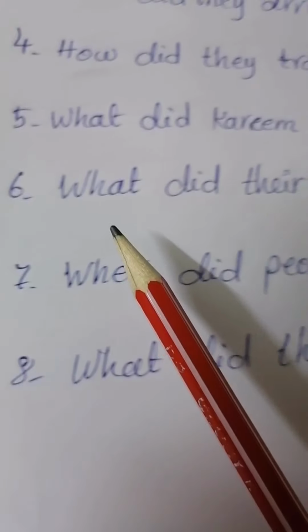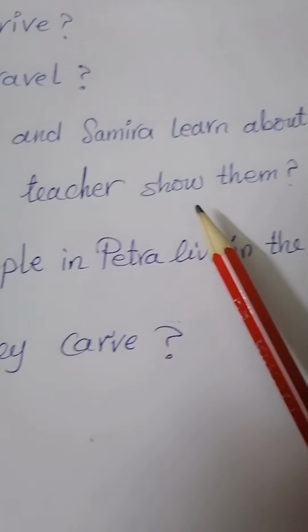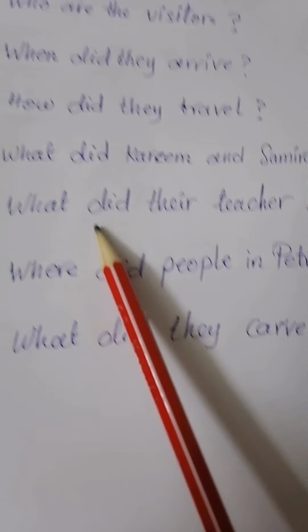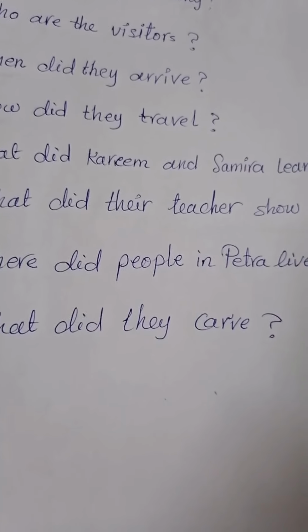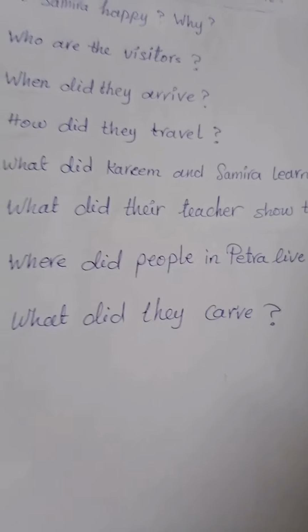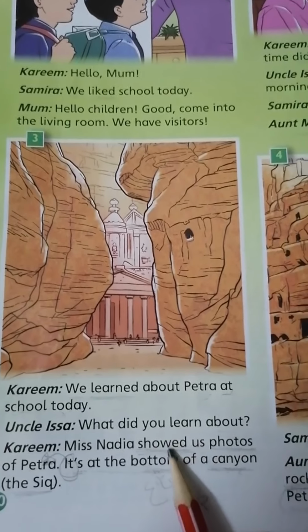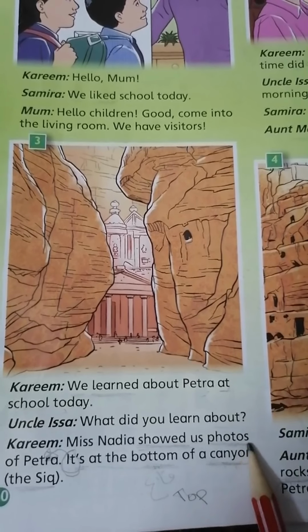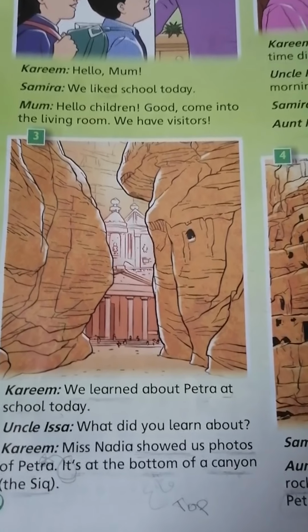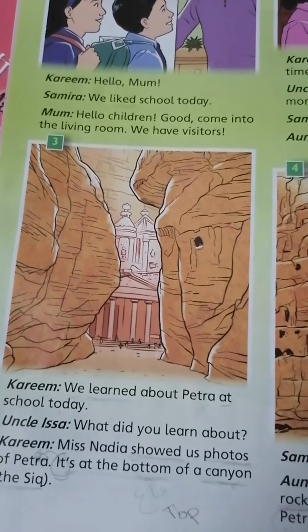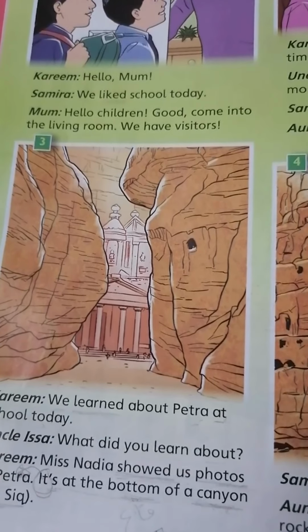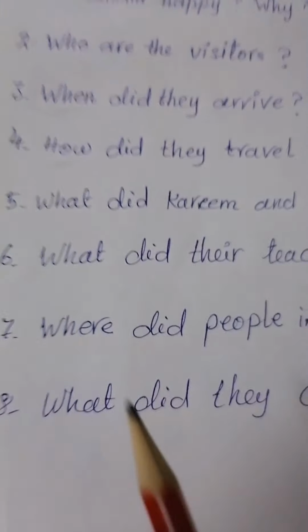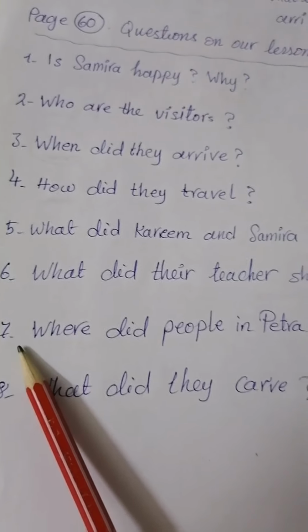Number six, what did their teacher show them? What do you think? She showed them photos of Petra. This is the correct answer. She showed them photos of Petra.